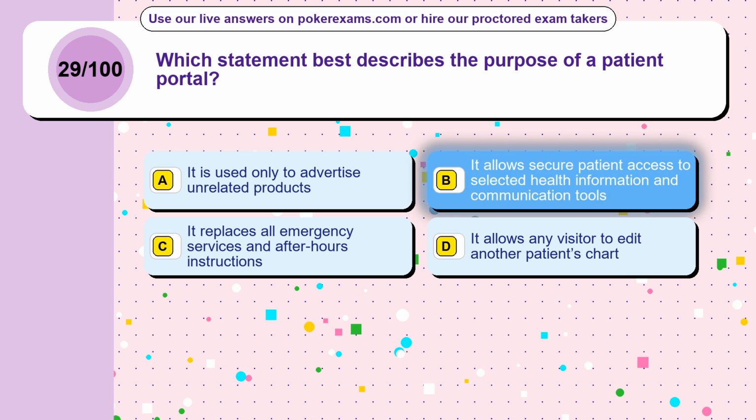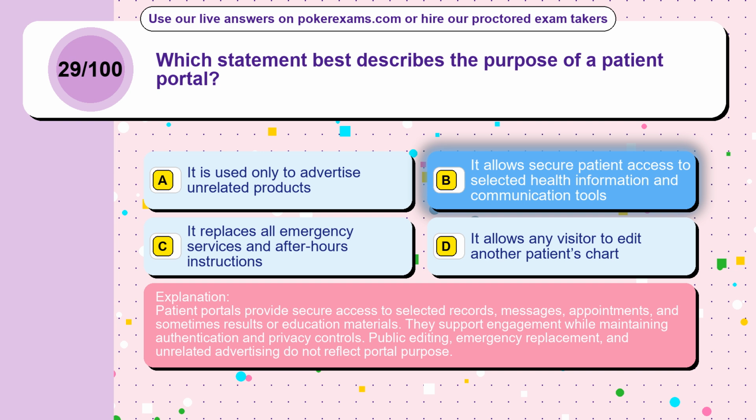The correct answer is option B. It allows secure patient access to selected health information and communication tools. Patient portals provide secure access to selected records, messages, appointments, and sometimes results or education materials. They support engagement while maintaining authentication and privacy controls. Public editing, emergency replacement, and unrelated advertising do not reflect portal purpose.